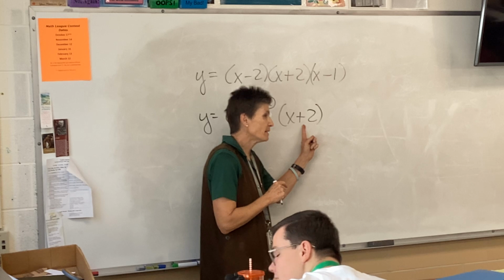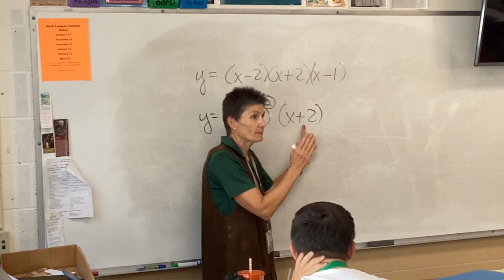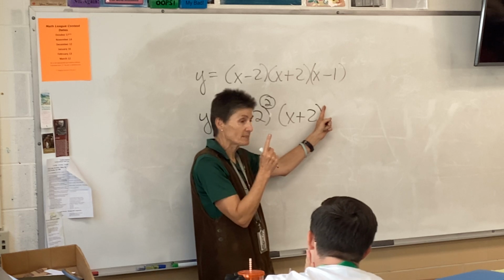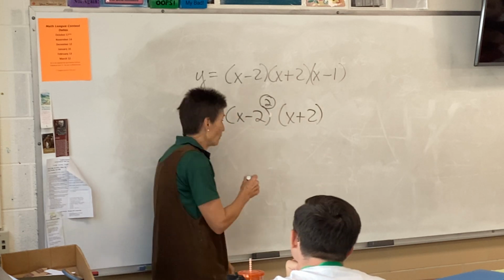What did it do at -2? At -2, it went through, right? Because that has a multiplicity of 1. Got it? All right, one more.